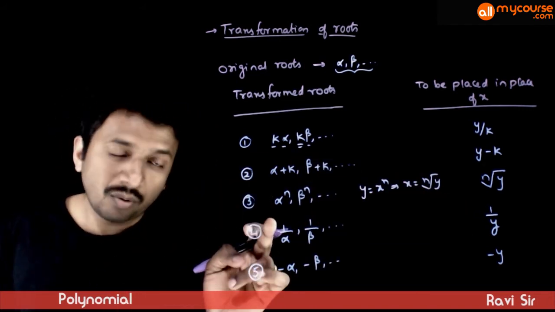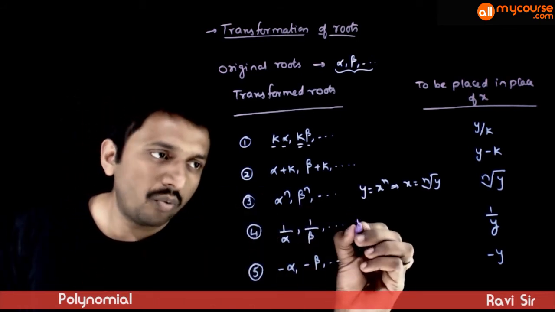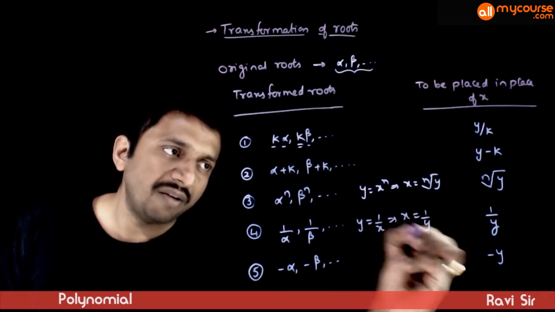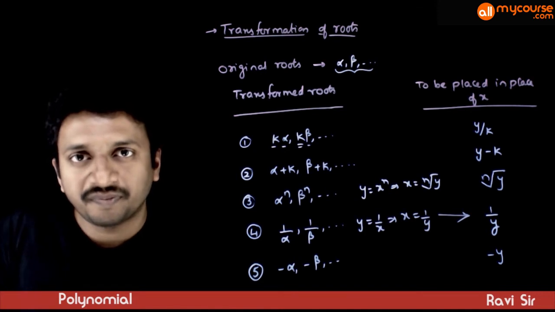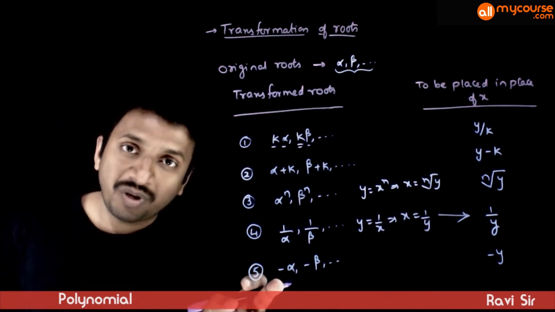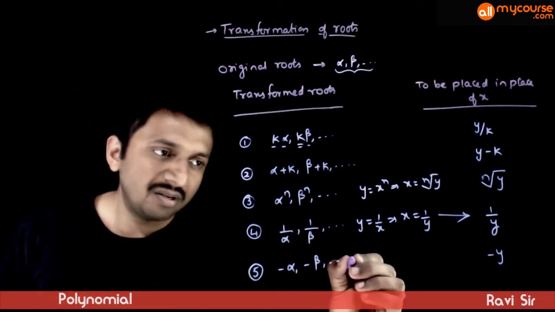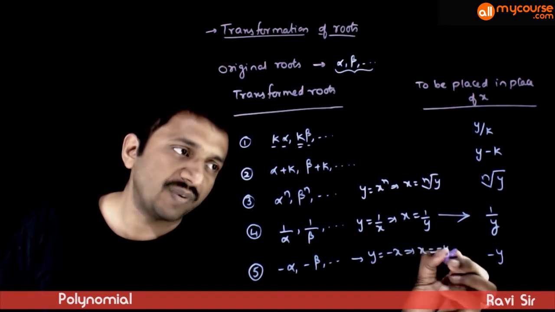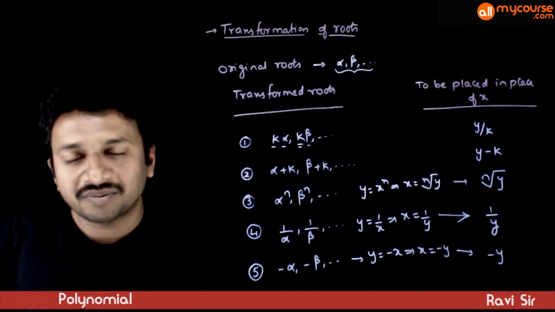Next, if you want the roots to be reciprocals of the original roots, y is equal to 1 by x. This implies x is equal to 1 by y. So you need to substitute 1 by y in the place of x. If you want the roots to be of negative signs of the original roots, so y is equal to minus x implies x is equal to minus y, right? So you just need to put minus y in the place of x.